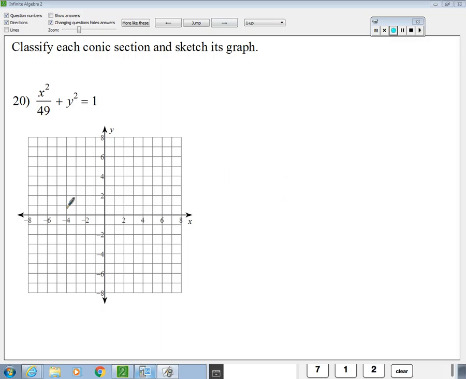And I already knew it was going to be wider than it is tall because the number under the x was the bigger number. And a lot bigger, right? So it's a lot wider than it is tall.